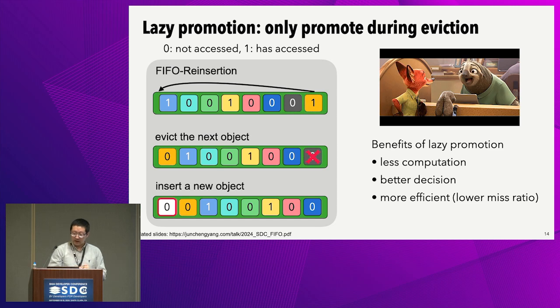This allows FIFO reinsertion to achieve better scalability. And third, because we have more information at eviction time, we know how many times this object has been requested and when it was last requested. With this more information, we can make a better decision. And we find that FIFO reinsertion compared to LRU is actually more efficient, which is contrary to conventional wisdom.